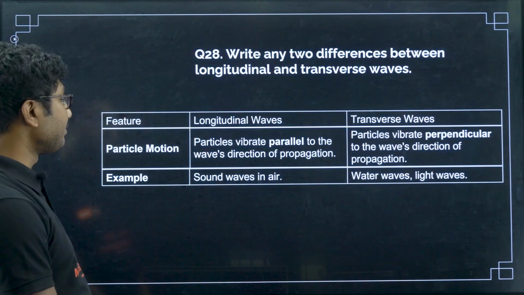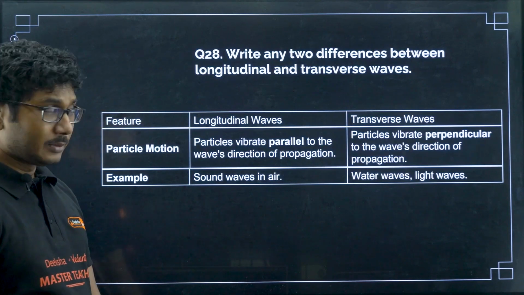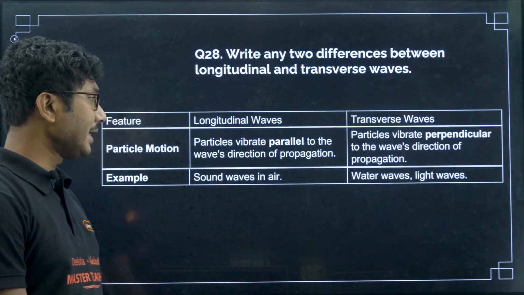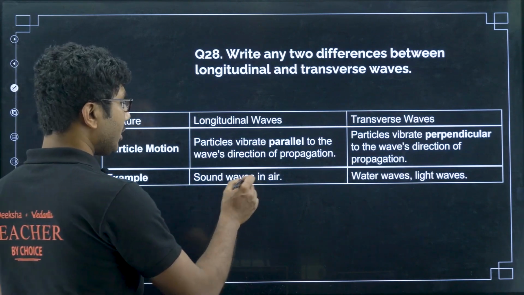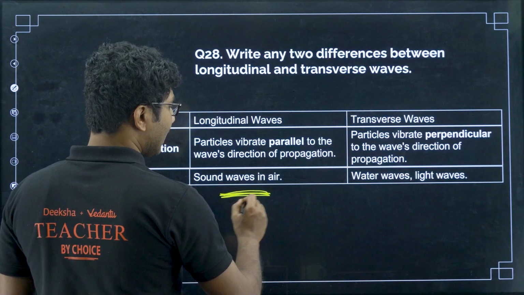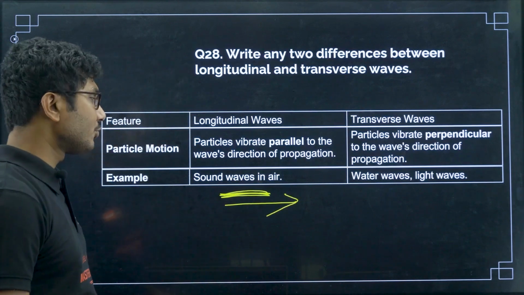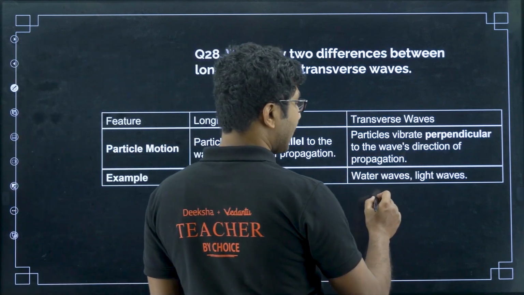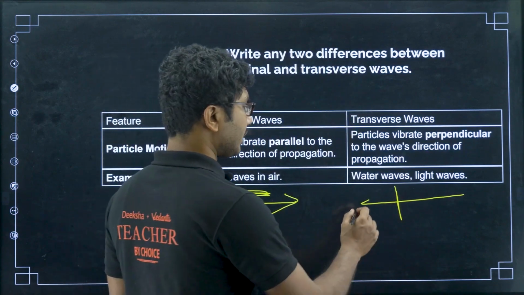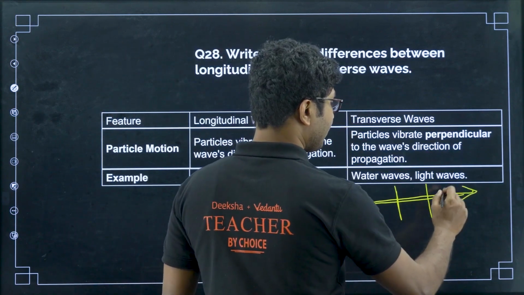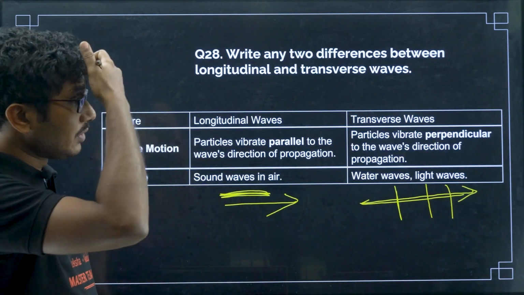First of all is particle motion, how the particle is moving. In a longitudinal wave, particles vibrate parallel to the wave's direction of propagation, in the direction parallel to the direction of motion. In the case of a transverse wave, particles vibrate in the perpendicular direction to the direction of motion.